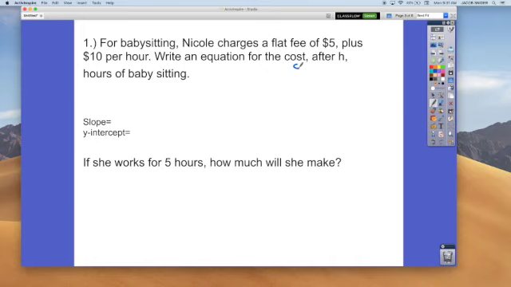Well, my total cost, all right, equals what? How much does she charge per hour? She charges $10 per hour, and they said to call that H, plus what? Plus my flat fee of $5. See the comparisons here, guys? See how this looks like slope-intercept form? Right? It looks like y equals, there's my slope, x plus 5. It's the same idea, okay?